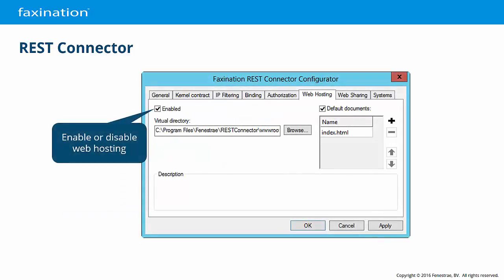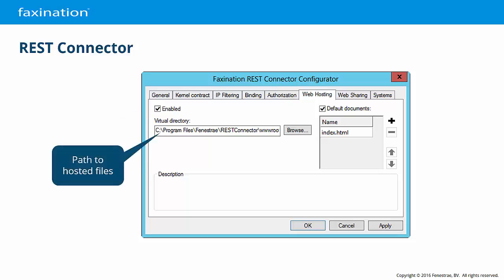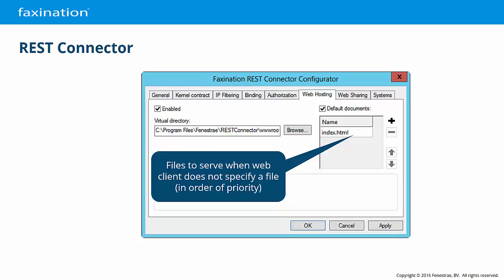The REST connector includes its own web server. On the Web Hosting tab, when enabled, you can also use it to host files. Provide a path to a virtual directory, just like choosing a virtual directory in IIS. And you can enable default documents to serve when one is not specified in the request URL. This feature seems odd at first, but it can be used to provide your developers with Faxination information that is specific to the REST connector, such as an online methods reference. Just as with the Faxination Web Service connector, the Faxination REST connector does nothing on its own. The customer must develop an application with a REST interface.